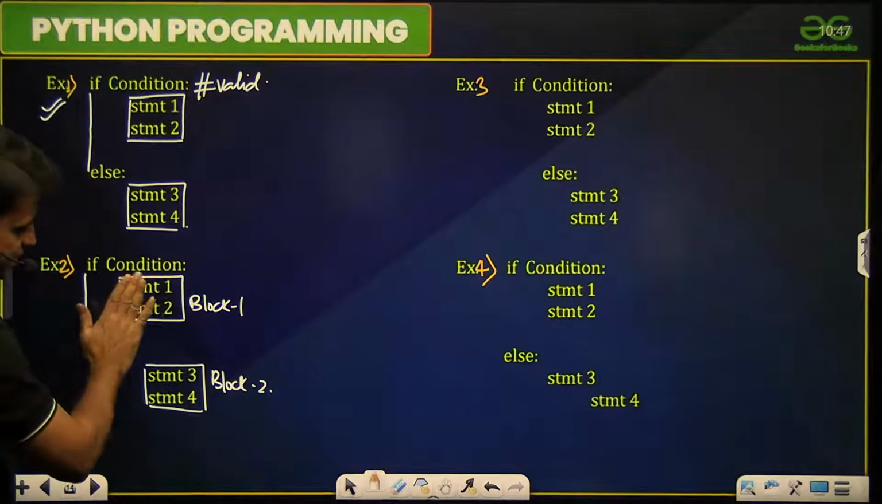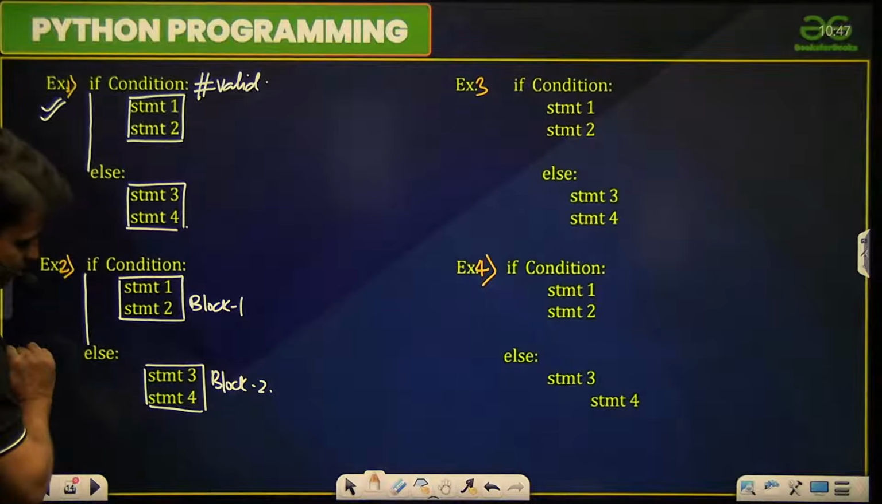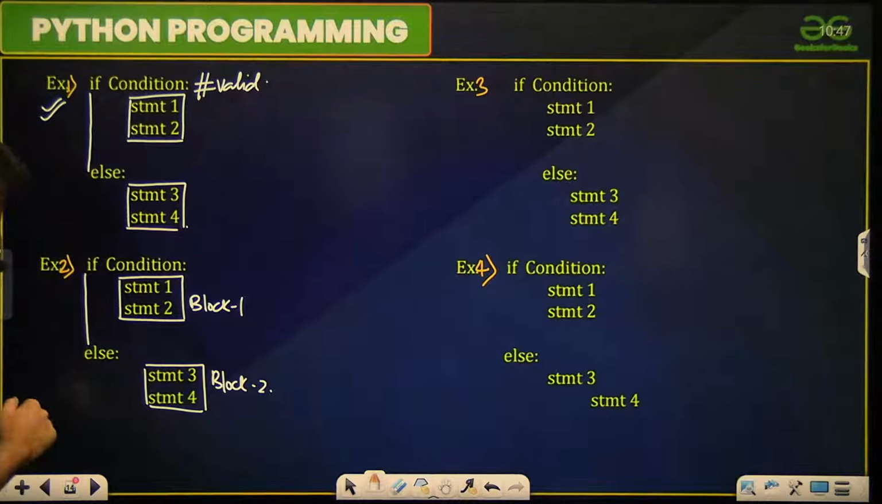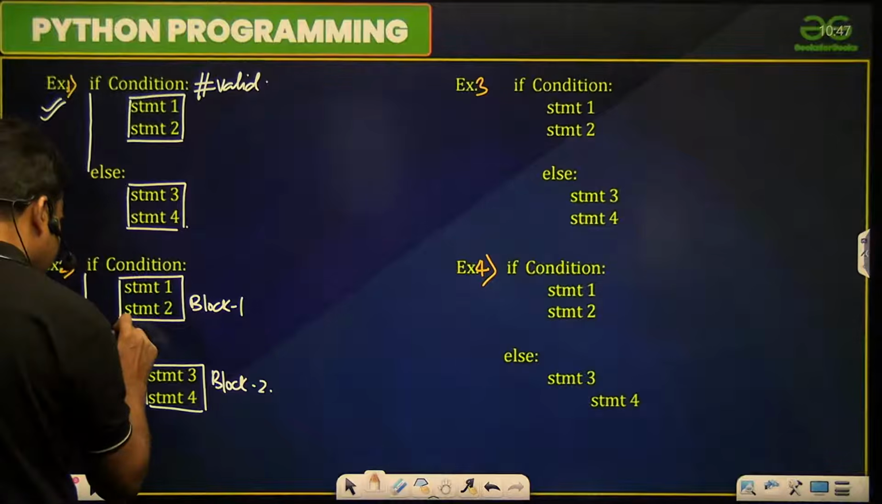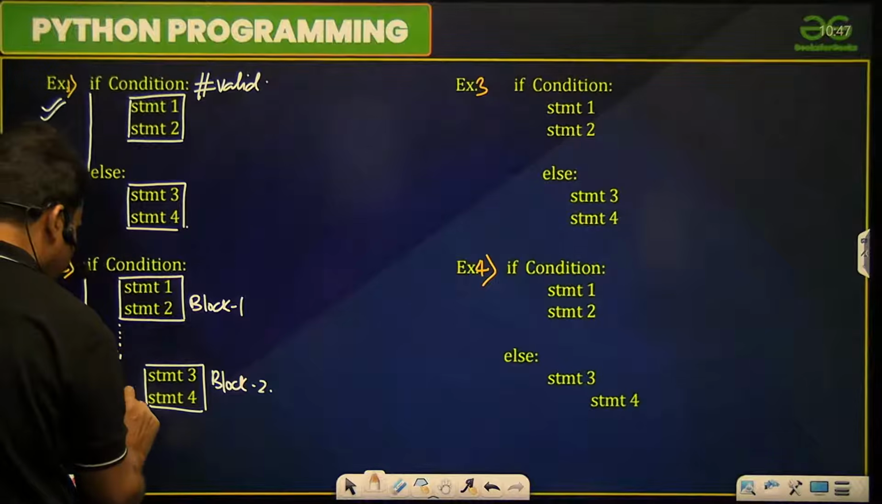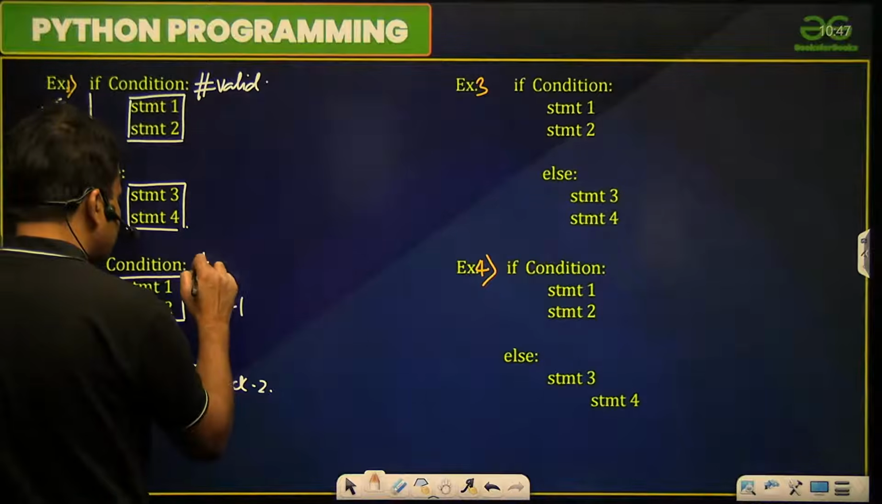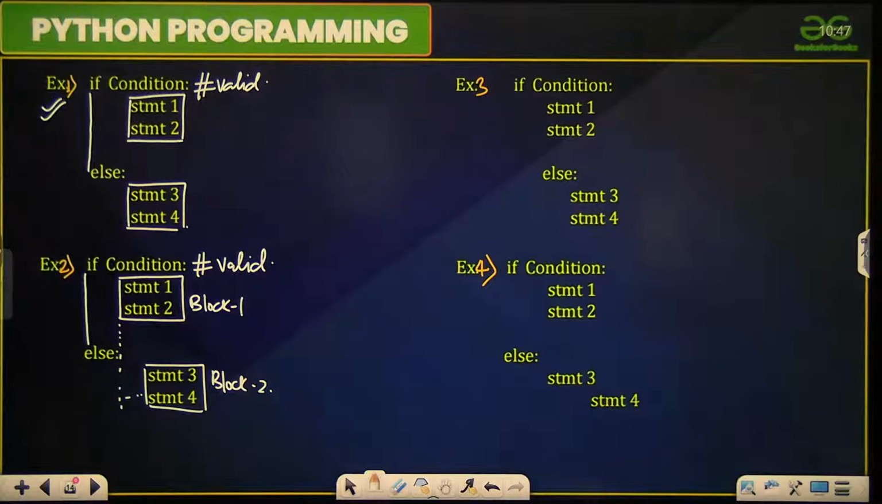Yes sir, all indentation is the same. Different blocks: inside block 2, all statement indentation is the same, right? So this is valid. No need to check block 1 indentation against block 2 indentation. Both are separate blocks, student. So this is also valid. Indentation inside a single block must be the same, but there is no need to check two different blocks' indentation.